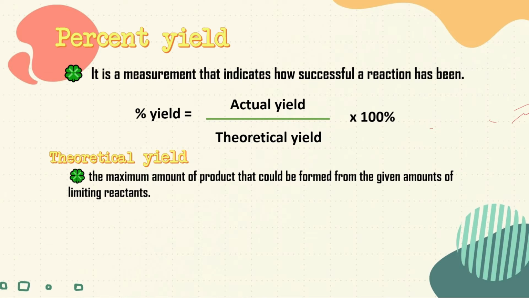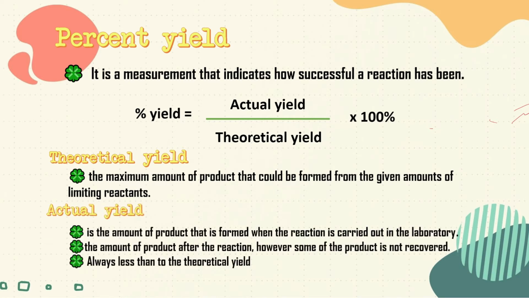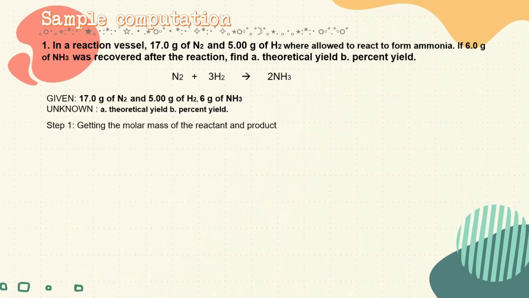And the actual yield ay yung pinaka-amount of product that is formed when the reaction is carried out in the laboratory. So usually, actual yield ay nasa problem na po. Then times 100%. So here is the sample computation.